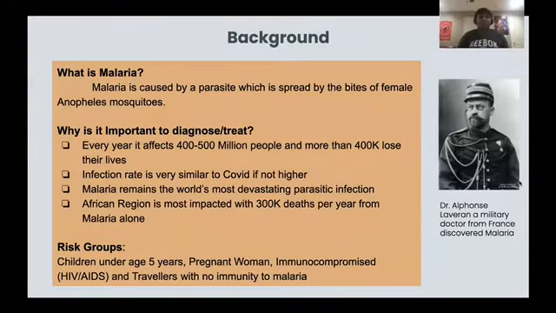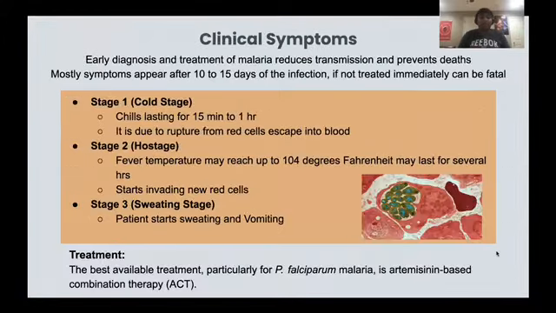What is malaria? Malaria is caused by a parasite which is spread by the bites of female mosquitoes. So why is it important? Every year it affects 400 to 500 million people and more than 400K lose their lives. So every diagnosis and treatment of malaria reduces transmission and prevents death.